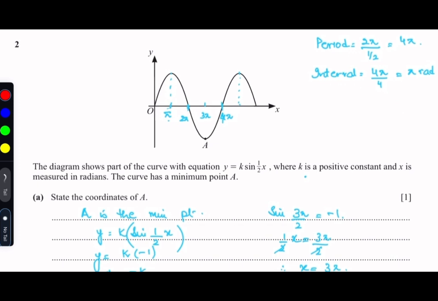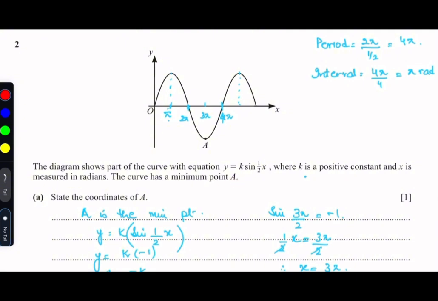Question number 2. The diagram shows part of the curve with equation y equals k sine 1 by 2x, where k is a positive constant and x is measured in radians. The curve has a maximum point at A.